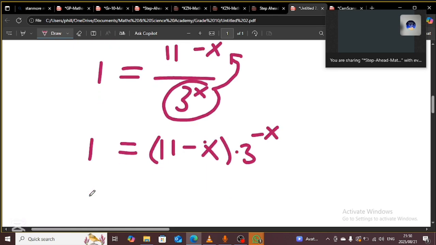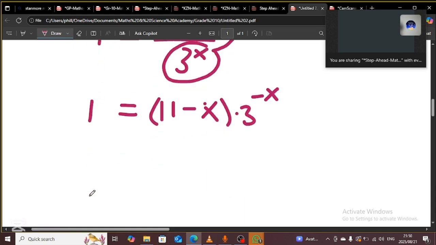Are you still following the procedure? Yes. Okay. So now it's going to be 1 equals open bracket 11 minus x close bracket times 3 to the power of negative x. Now, this is the same as 1 over 3 to the power of x. Remember that, right? Okay.